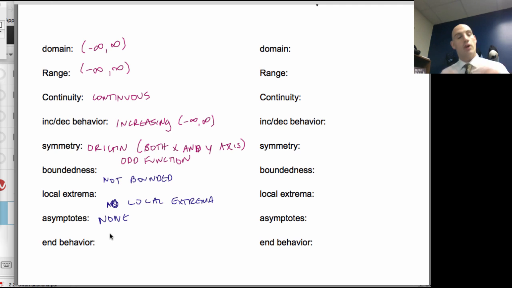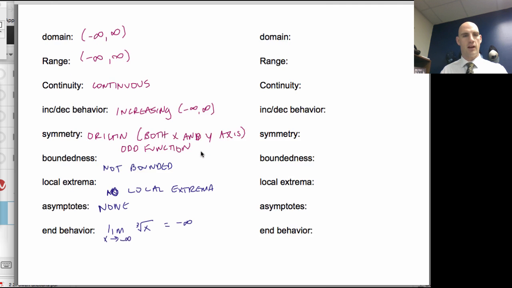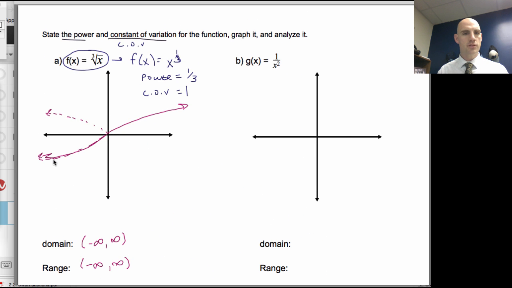End behavior. We started to talk about end behavior last chapter, and how do we define that? So this notation is not something brand new, but we haven't explored it a lot, but it's something that we're going to look at going forward. We want to talk about the limits. So the limit as x goes to negative infinity of the cube root of x is equal to negative infinity, meaning as x moves to negative infinity, the end behavior, this goes to negative infinity.